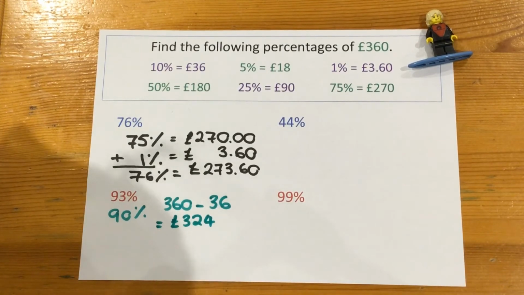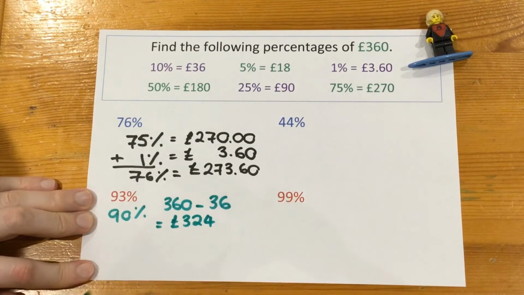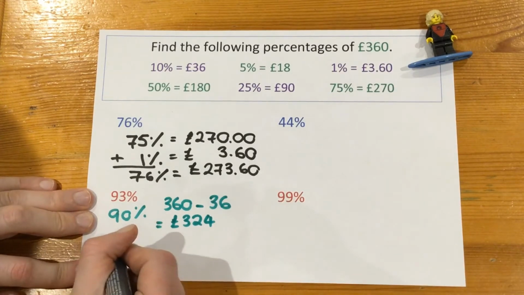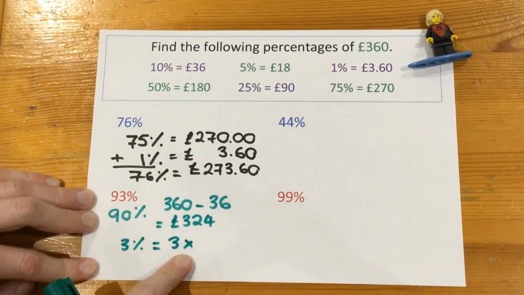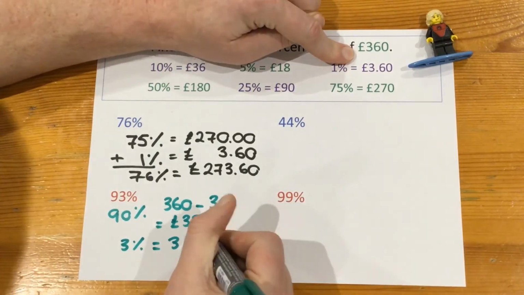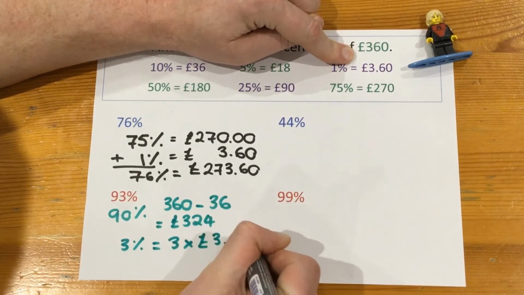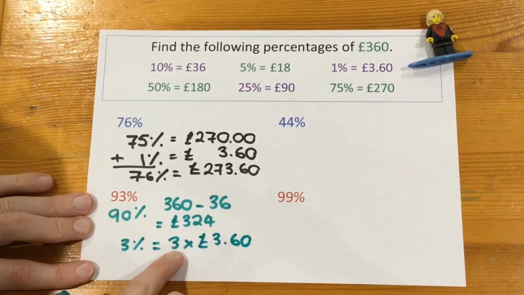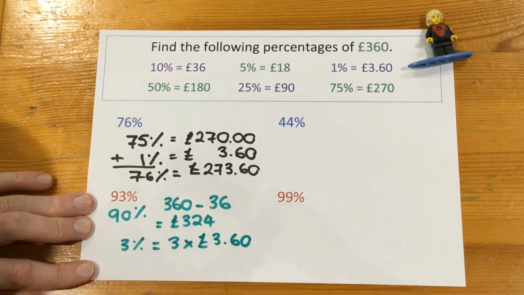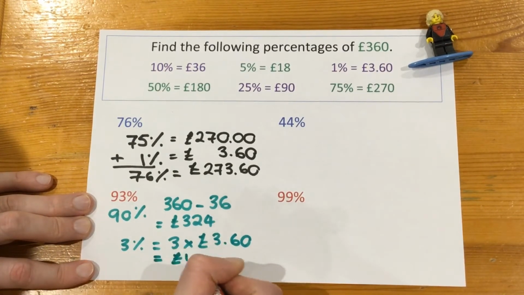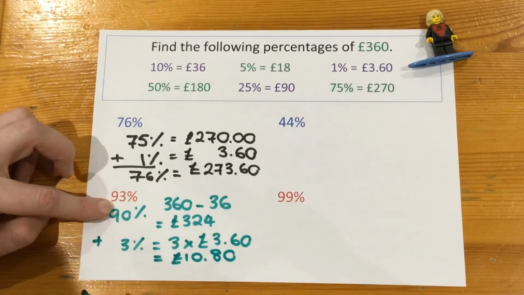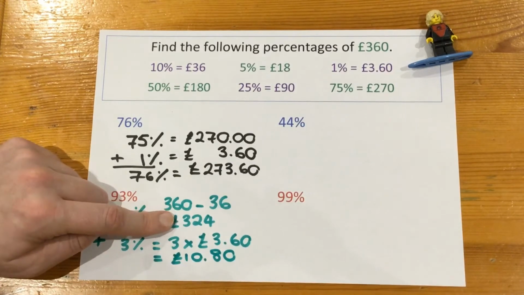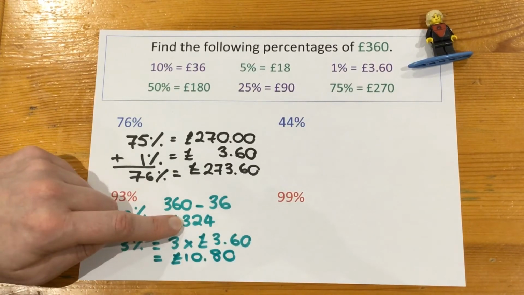So that's my 90%. I want to work out 3%. And to do that, I'm going to work out 3 lots of 1%, and 1% is £3.60. So I can do this mentally. 3 lots of £3 is £9, 3 lots of 60p is £1.80, and it gives me, combine them, £10.80. So 3% is £10.80. Combine them together, I'm going to add 90% and 3%. Again, I could do this mentally because I'll add the £10, which is 334.